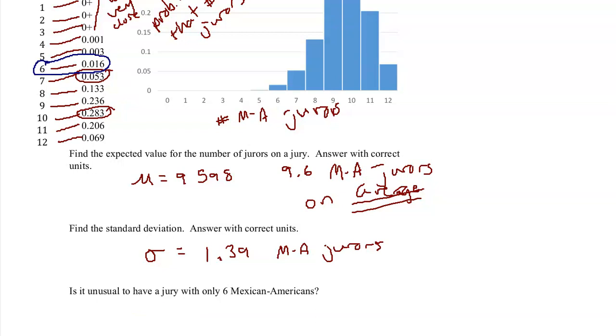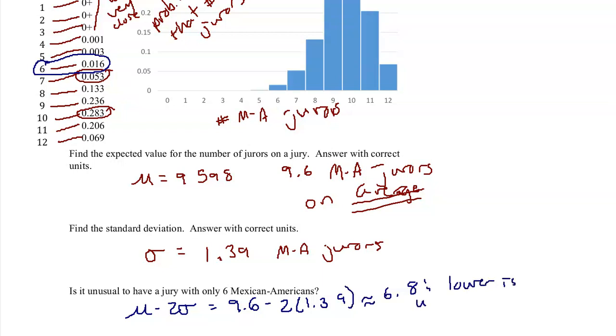Got ahead of myself. Here what we want to do is look at our mean minus 2 standard deviations. So 9.6 minus 2 times 1.39. If we do that, we're going to get about 6.8. 6.8 and lower is unusual. So, is having only 6 Mexican Americans on a jury unusual? 6 is unusual because it is fewer than 6.8.